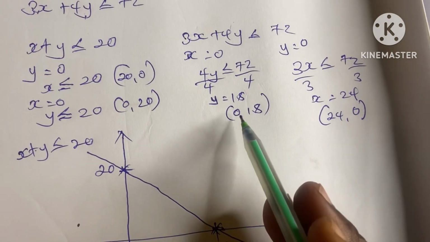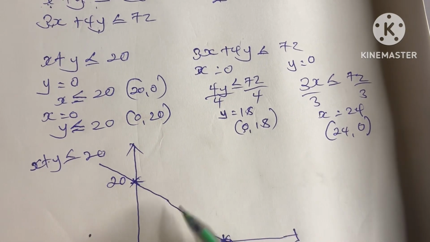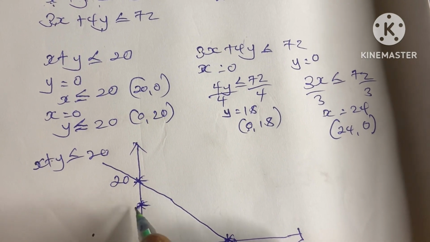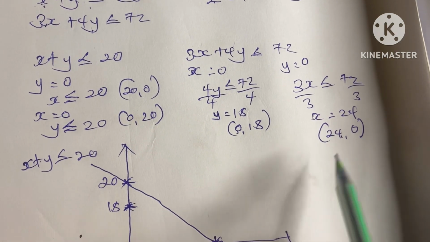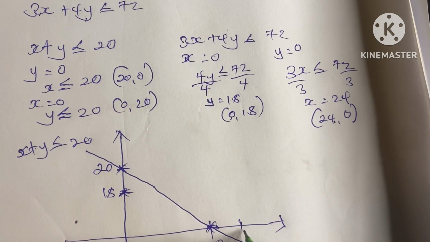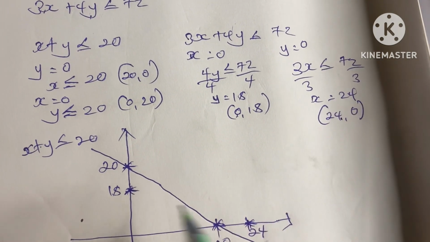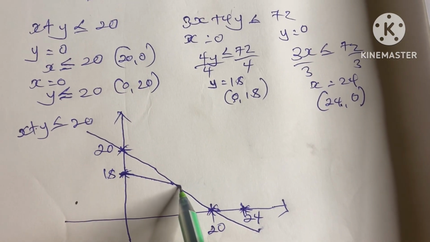So we plot this on the graph. When x is 0, y will be 18. So that point will be here, 18. Then when x is 24, y is 0. So it will be somewhere here, like that, 24. Yeah, so our line will be like this.